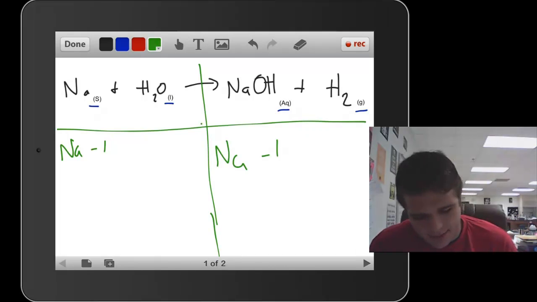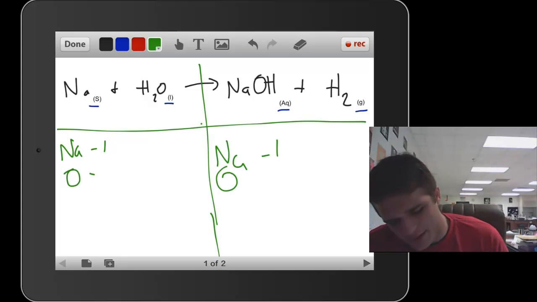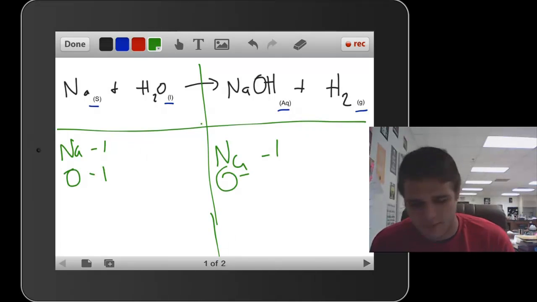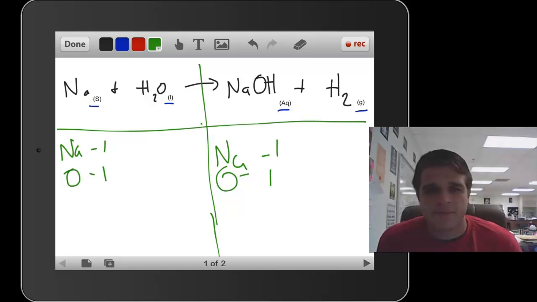Now let's take a look at oxygens. On the left side of the equation, how many oxygens do we have? It would appear as if we have 1. And on the right side, we also have 1, okay? Now, here's where things are going to get really rough for us, okay?